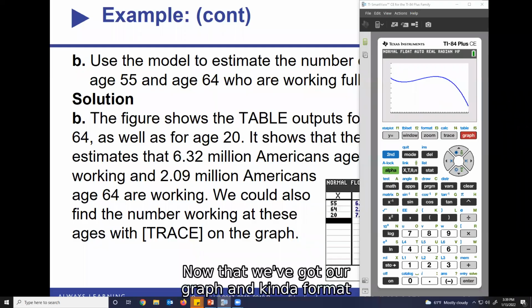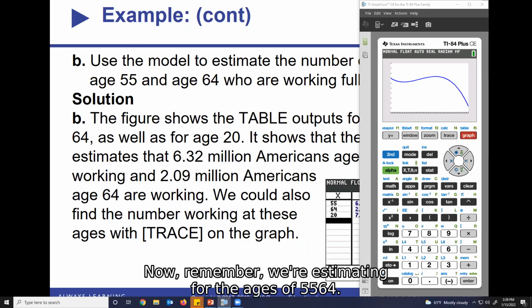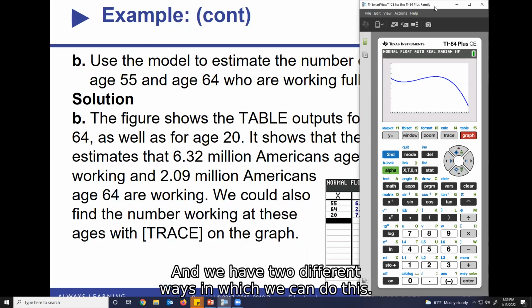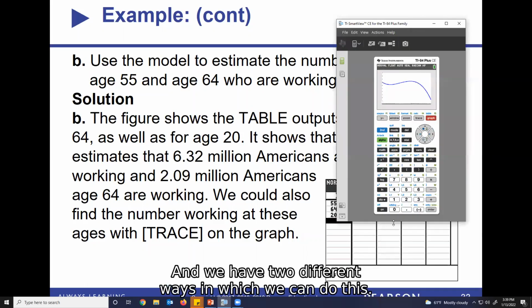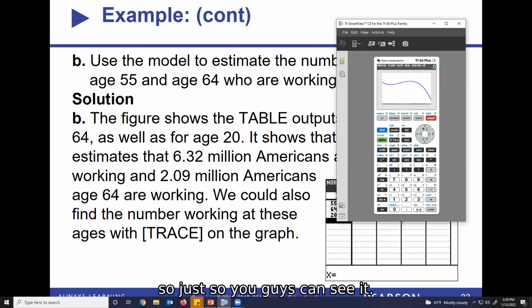Now that we've got our graph in the format we want to see, we do need to make a bit of adjustment for part B. Part B says use that model to estimate. Now, remember, we're estimating for the ages of 55 and 64. And we have two different ways in which we can do this, okay? The first way, I wrote this down here so you guys can see it.